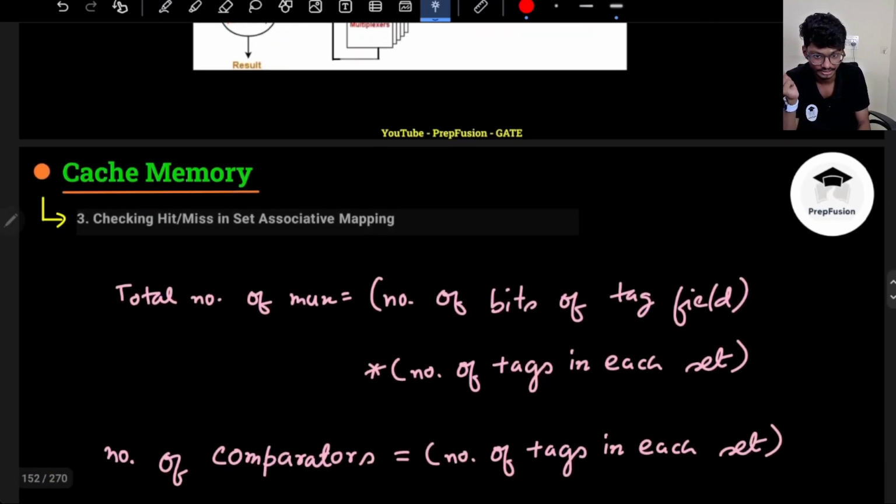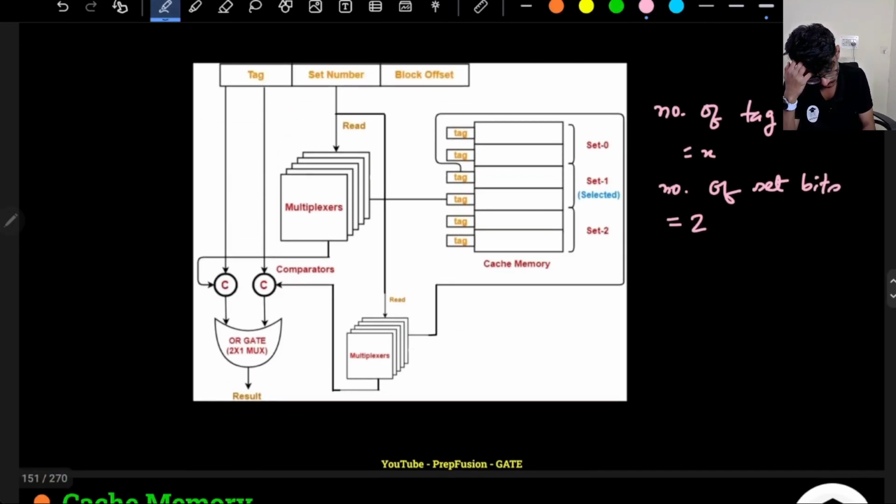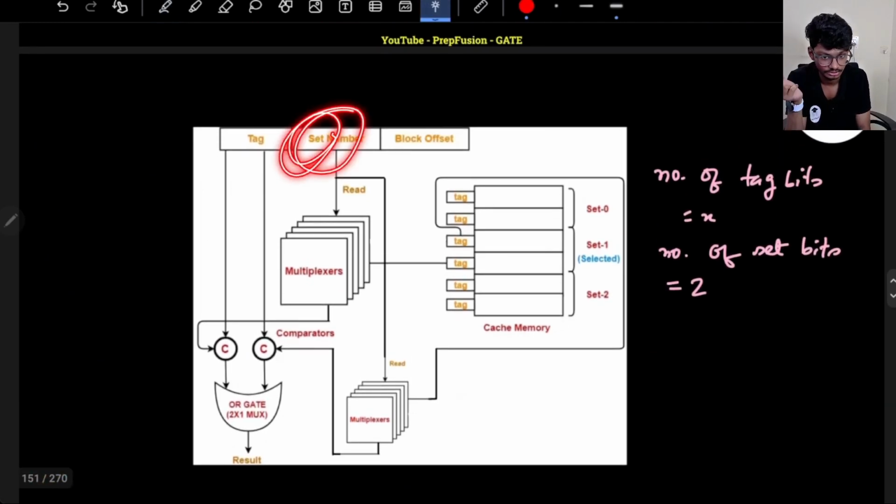So it will be the number of bits in the tag field, 2 raised to power number of bits in the tag field. Oh no, not this, 2 raised to power the set numbers. So how many sets I have, that will be the size of the mux, depending on which set I have to select, right? Either I have to select set 0, set 1 or set 3. So it will be a 3:1 mux, but actually 3:1 mux does not exist.